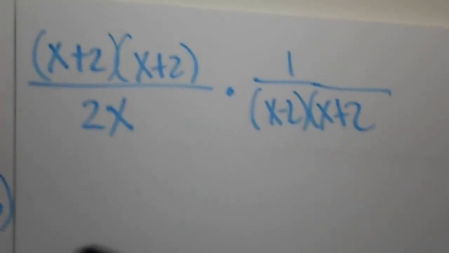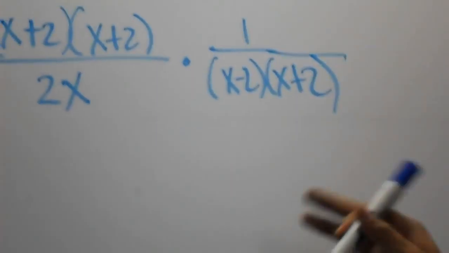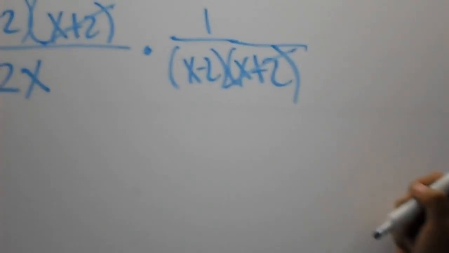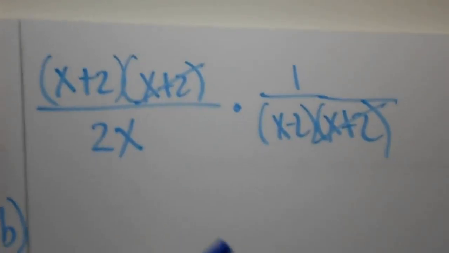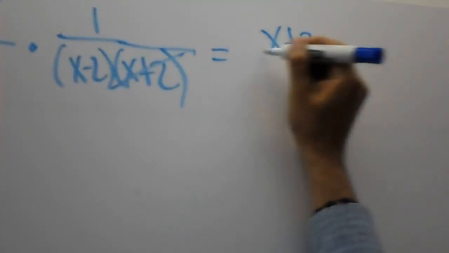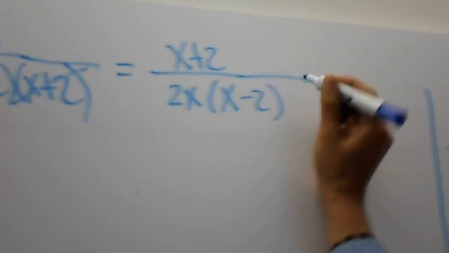So what happens now? Here, you start taking away stuff that is the same. This x squared and this x squared. What else? This is x minus 2 and that's x plus 2. You can't touch that. So your answer will be x plus 2 over 2x, x minus 2.